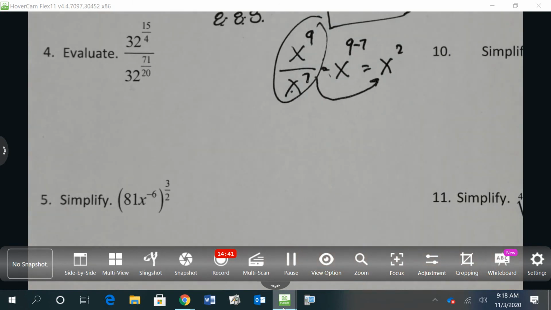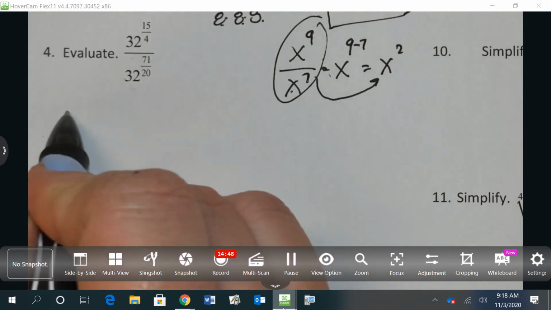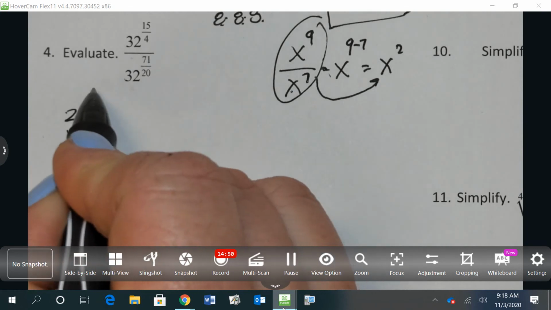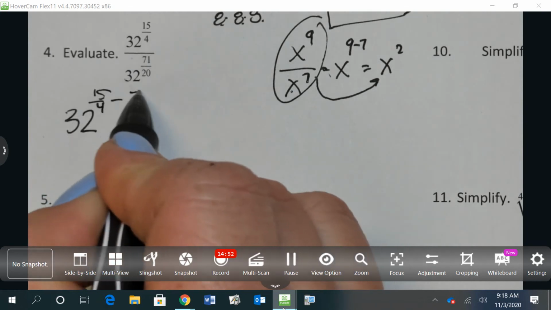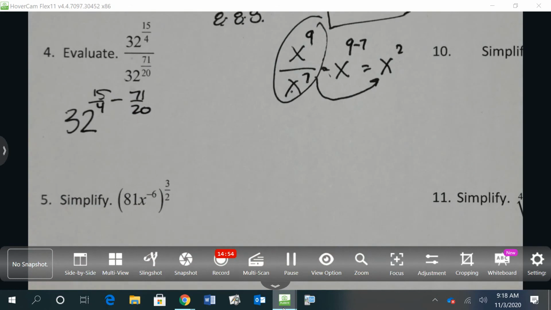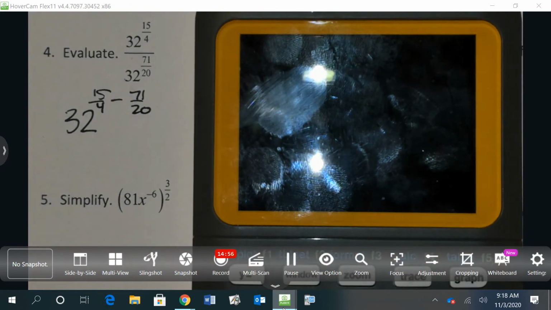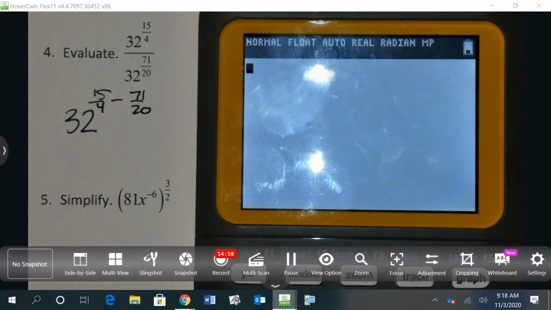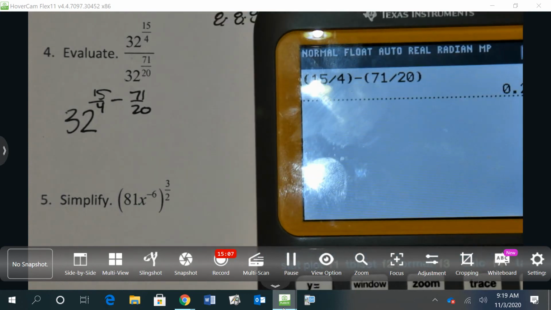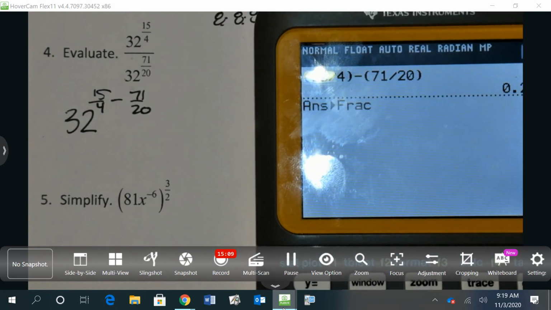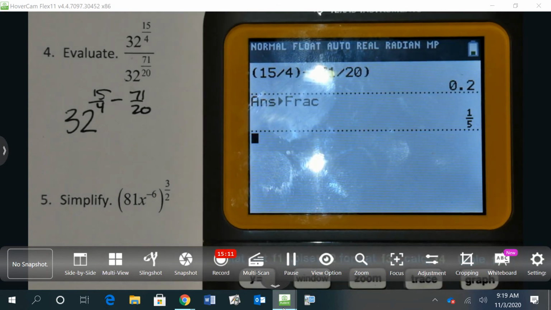That same concept gets applied over here. When you have the same base and we're dividing, I take the top and I subtract the bottom. Now I would generally go into decimals, but just for the purpose of time, we can get the same answer here. So I have to use parentheses. I have 15/4 subtract 71 over 20. And remember, whenever I get a decimal, I'm going to turn it back into a fraction. You can do that in decimals as well, and I end up with 1/5.